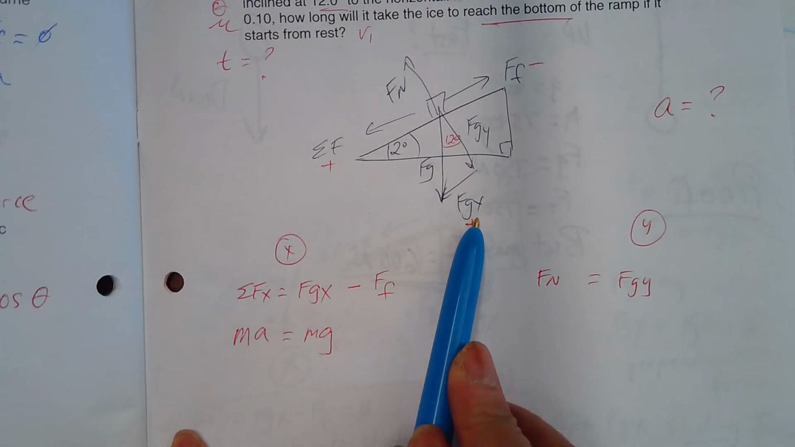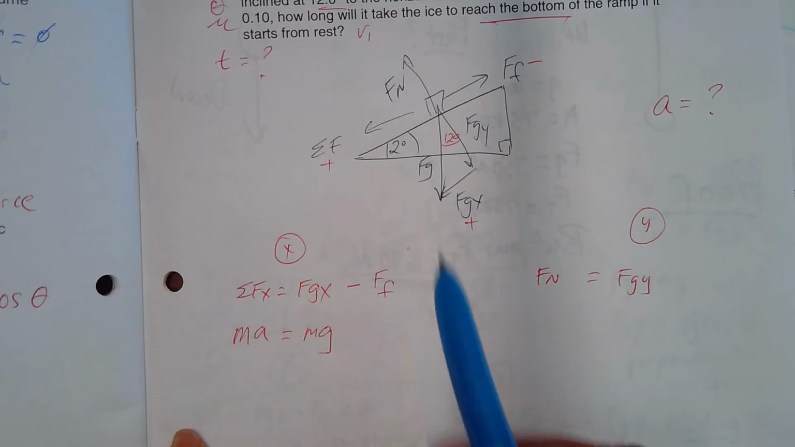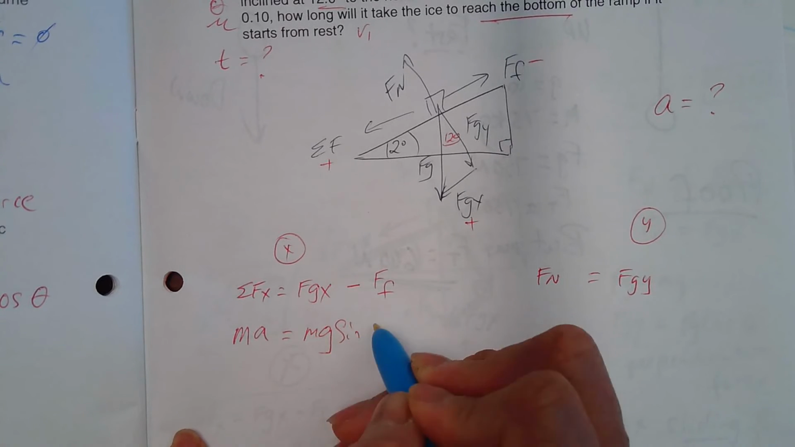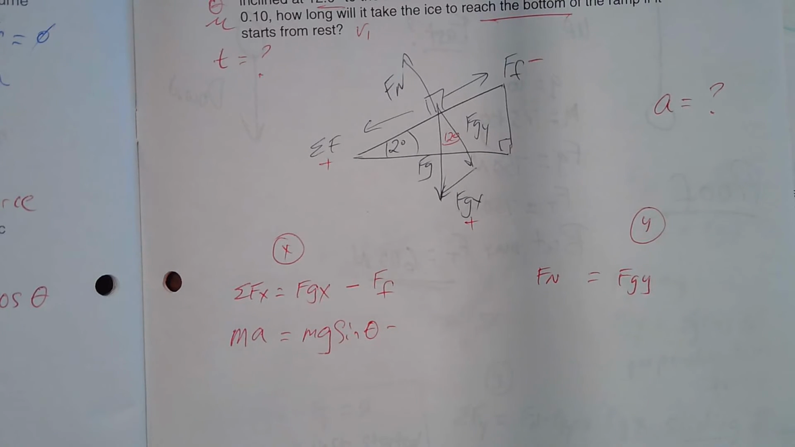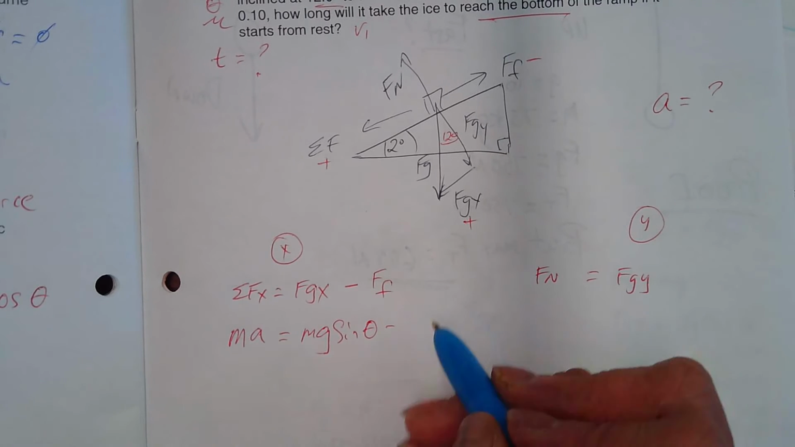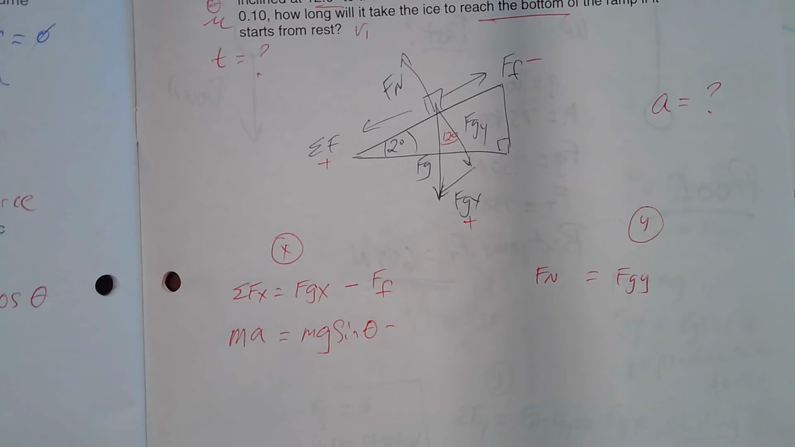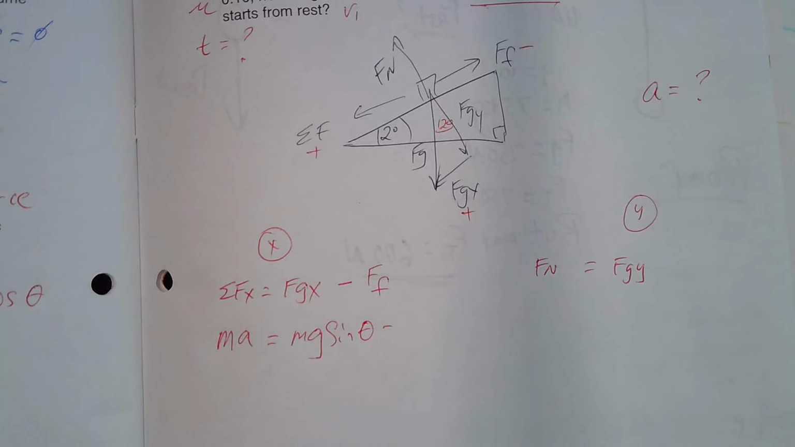mg, Fgx is right here. Opposite over hypotenuse. So mg sine theta minus frictional force. Do we know the frictional force? No, we don't. Or do we? Yeah, we know the mu. We just know the mu. We don't know the frictional force.